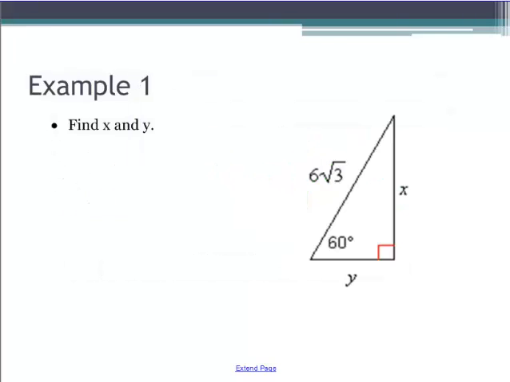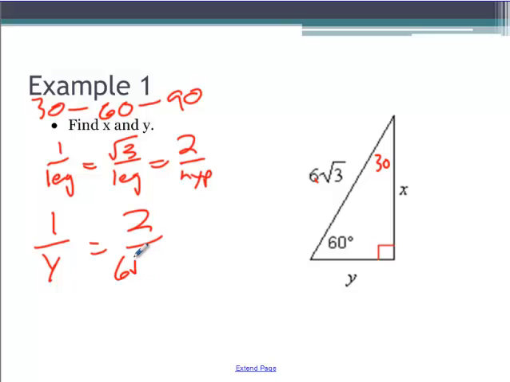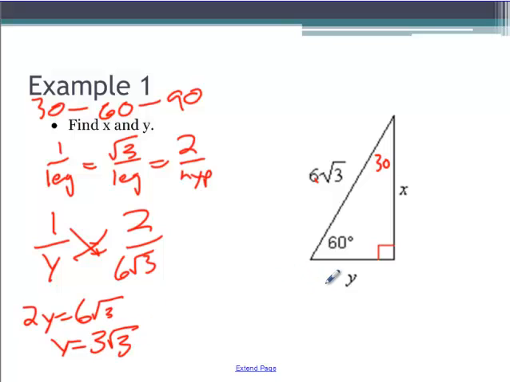So let's go ahead and try this. We have 1 over leg, square root of 3 over leg, and 2 over hypotenuse for 30, 60, 90. So if this angle is 60, this one's 30. So 30 is y. And since I know the hypotenuse, I'm going to use that one. 2 over 6 root 3. I go ahead and cross multiply. 2y equals 6 square root of 3. And when I divide, y equals 3 square root of 3.